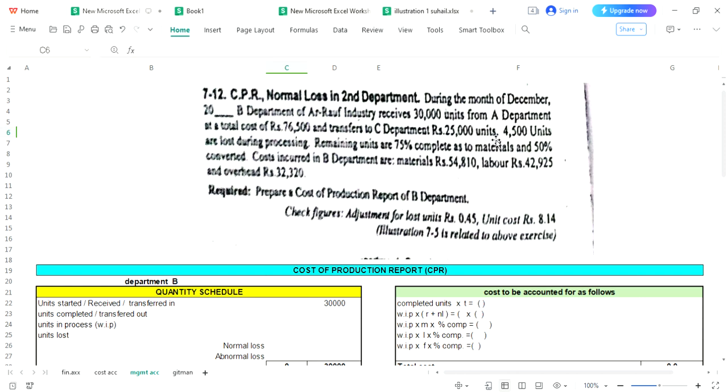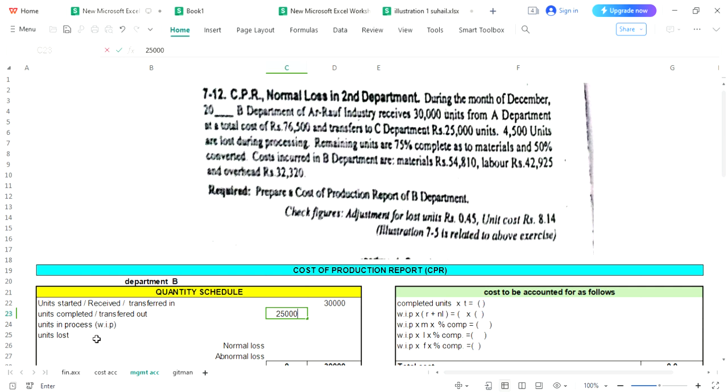Obviously, how will one department transfer units to the next department? Only when these units are completed can you transfer. Here in the quantity schedule you can see units completed and transferred out. We have found that out, so write down 25,000 units in completed. Let's see what is next. 4,500 units are lost during the process. This is a very important thing. Please note it down. 4,500 units are lost.